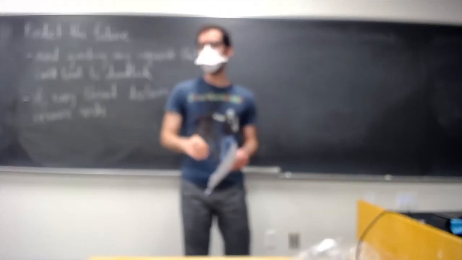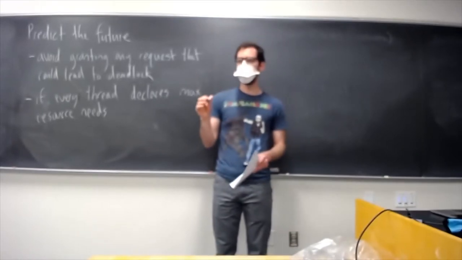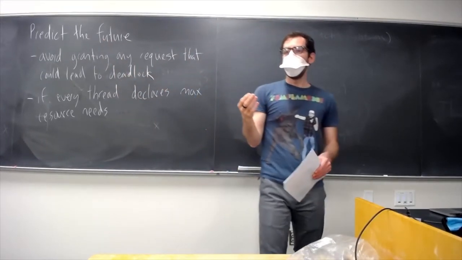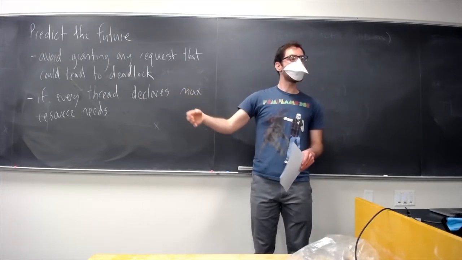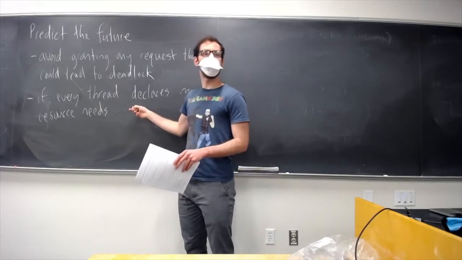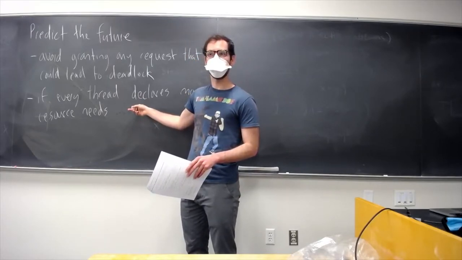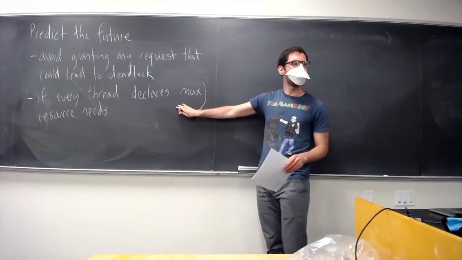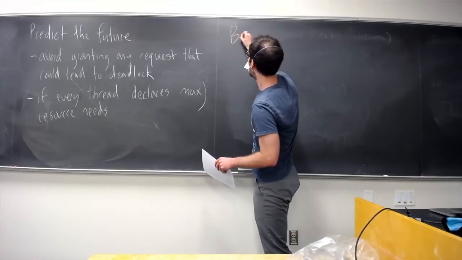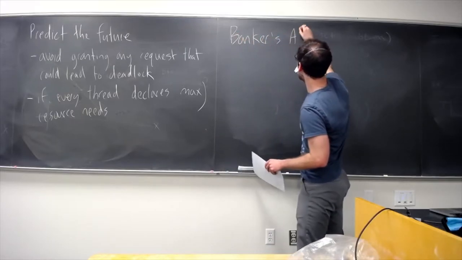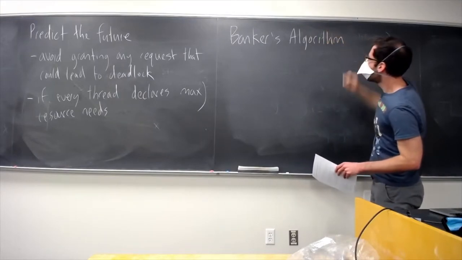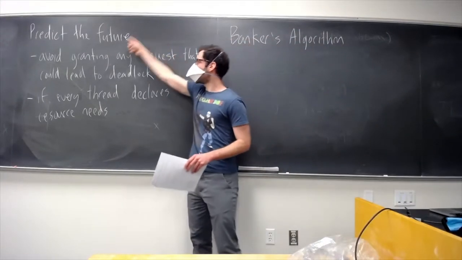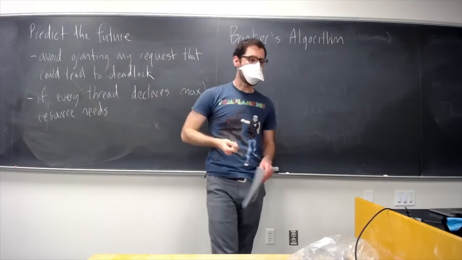If we have each program tell us this is the most that I will ever need, then we can start to make predictions about, okay, assuming that we make this allocation, is it possible for some currently running thread to eventually get the maximum amount that it needs? And so assuming that we have this information, we can implement a technique called the banker's algorithm to do exactly this, avoid granting requests that could lead to deadlock.